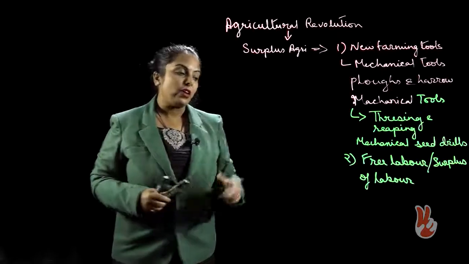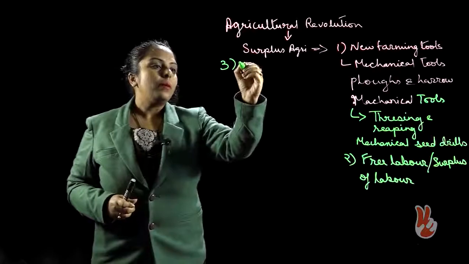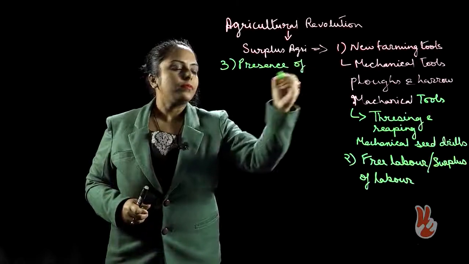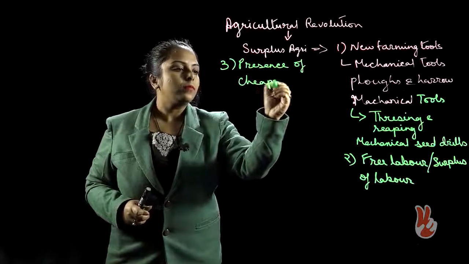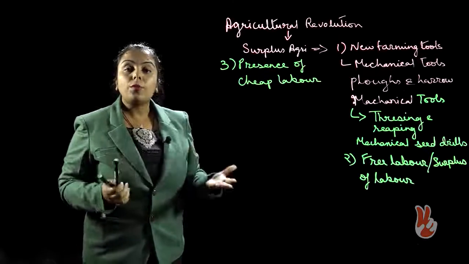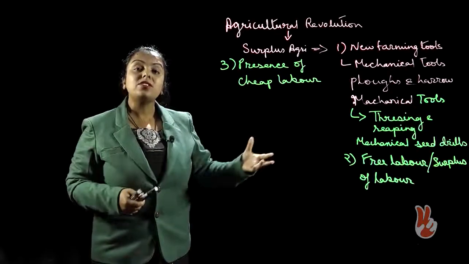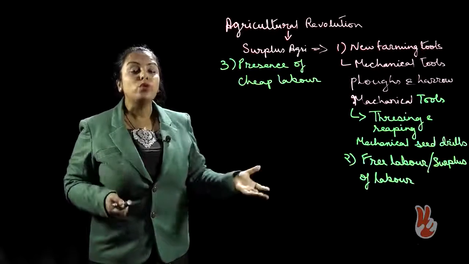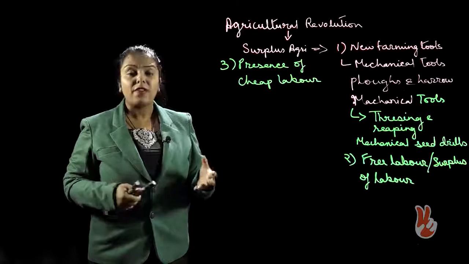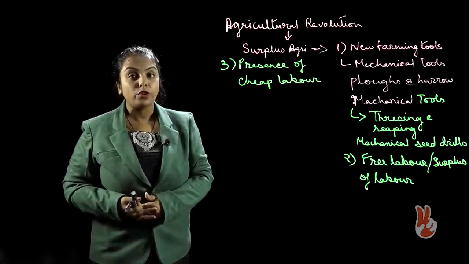What are the other factors? Free labor resulted in the presence of cheap labor. Because there were many people available for work, the newly set up industries in London could now use this labor, and these laborers were available at a cheap price. They were not very expensive. This was also a reason why the industrial revolution took place.